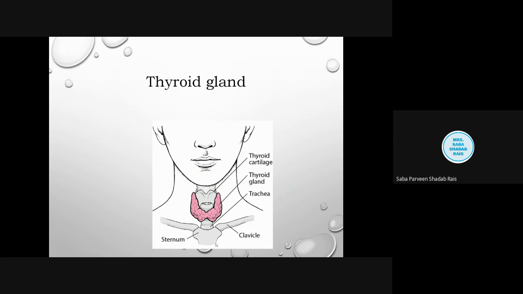Now, where is it situated? It is situated in the neck region near your trachea. What is the function? If your thyroid is healthy, you are healthy. And when we talk about weight, it is the second largest gland. The first largest gland is the pancreas. The second largest gland weighs about 25 gram.